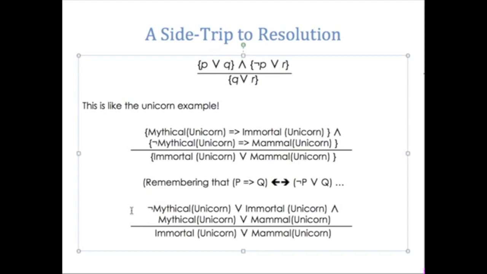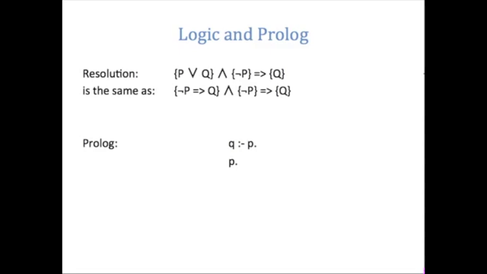So exactly the same thing. I now have not mythical or immortal, and mythical or mammal. From that we can conclude the unicorn is immortal or it's a mammal. Okay? And this notation is actually going to be useful for us, because we can see how the not mythical and the mythical cancel each other out, leaving us the immortal and mammal. So let's try to connect this to Prolog.